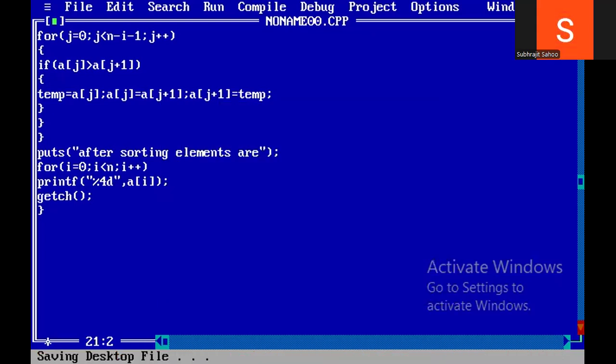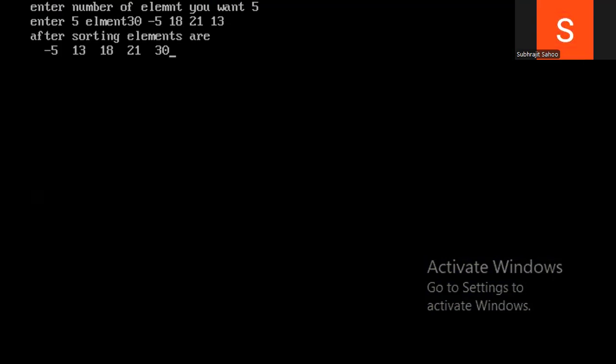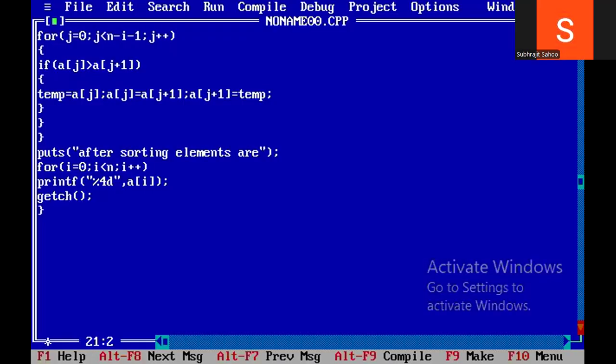Control F9. What is it asking? Enter number of elements you want. I want 5 elements. Same elements I will give: 30, minus 5, 18, 21, and 13. Okay, now see, after sorting the elements are minus 5, 13, 18, 21, 30. Sorted or not? Very simple.